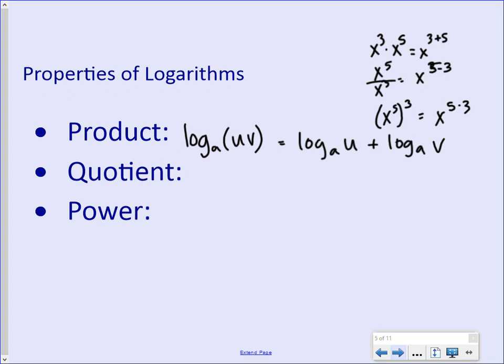Did I say base B? Okay, sorry. That's because I teach algebra too sometimes, so I'm used to that. Base A of B. Sorry.